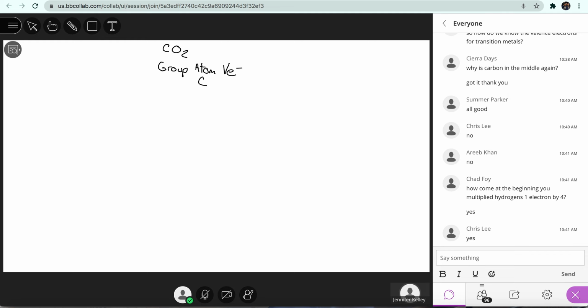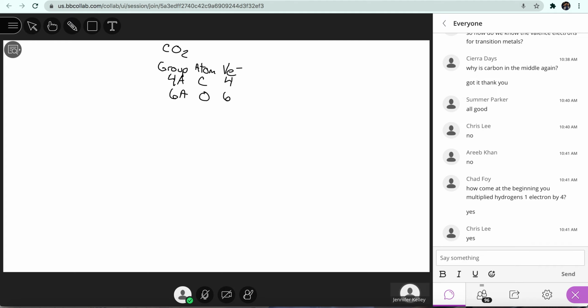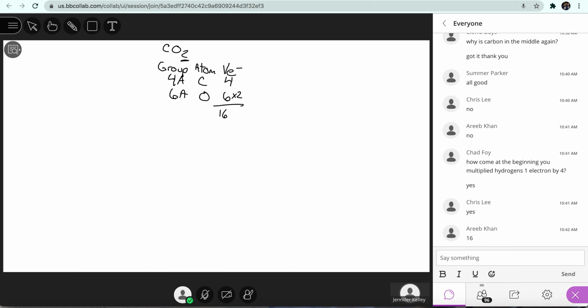All right, we're going to need carbon and oxygen. Carbon is in group 4, so it has 4 valence electrons. That is group 4A. Oxygen's in group 6A, so it has 6 valence electrons. There are 2 oxygens, so we're going to multiply that by 2. 6 times 2 is 12, plus 4 is 16.